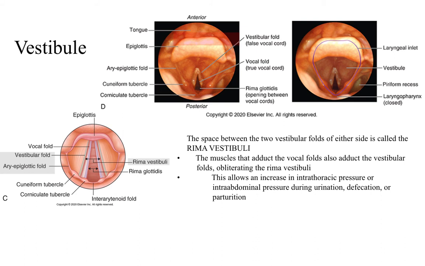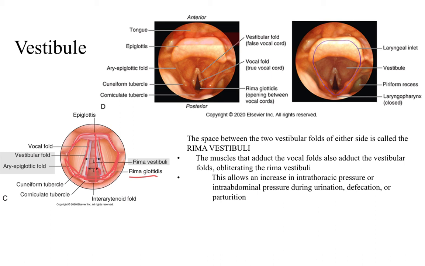Okay, looking from a superior view, here we see the vestibular folds right here, lateral to the true vocal cords right here. Here we see the epiglottis, as well as the tubercles formed by the two smaller cartilages of the larynx. So when this epiglottis closes, it's going to form a tight seal with this rima glottidis back here and close off this entire area.